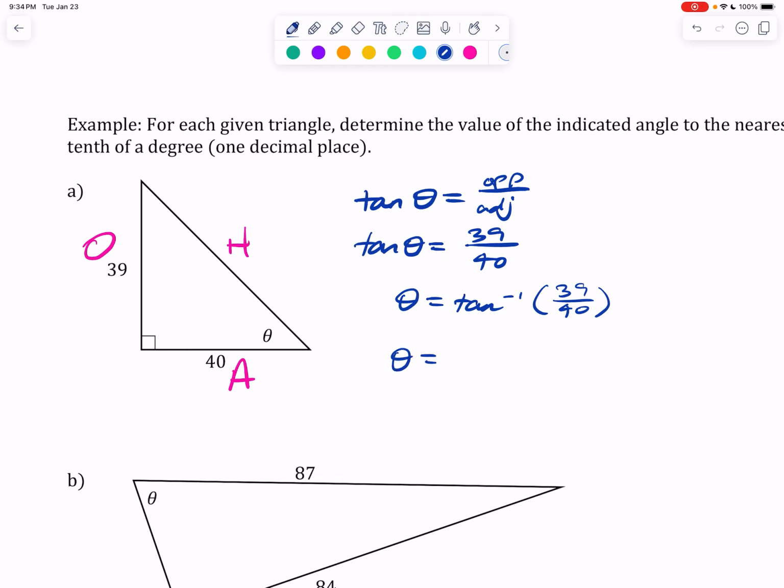And according to the calculator, to 1 decimal place, this is 44 point, nope, not 0.2. The digit after is a 7. 44.3 degrees.